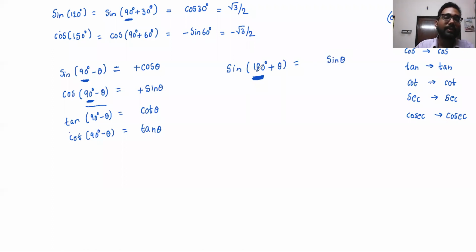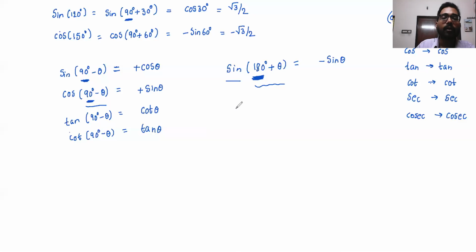Now to decide the plus sign or minus sign before sine theta, see this angle. The angle is a third quadrant angle. In the third quadrant, what is sine? Sine is negative. So we have to put minus. It is going to be minus sine theta.